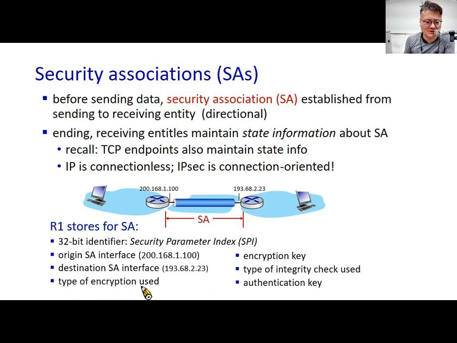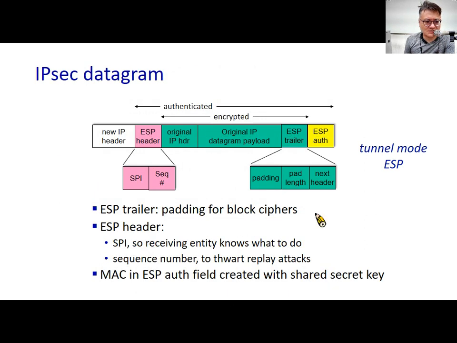Then the type of encryption used and the encryption key, the type of integrity check used, and the authentication key. You can see the IPsec datagram has an ESP header and an encrypted portion, including the original IP header, the original IP datagram payload, and the ESP trailer. The ESP trailer has three portions: padding, pad length, and next header.